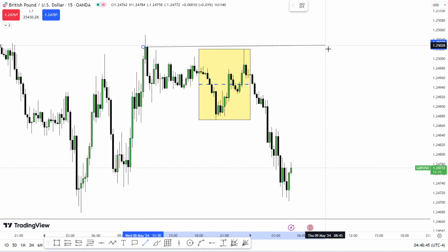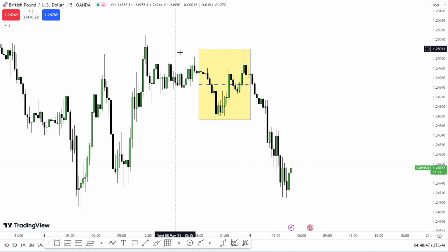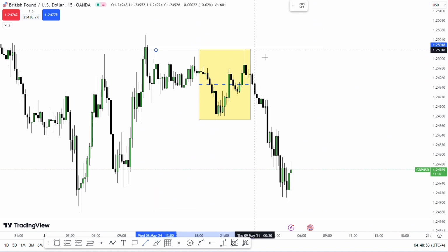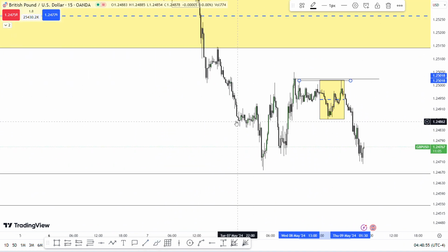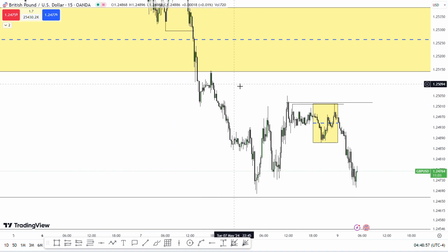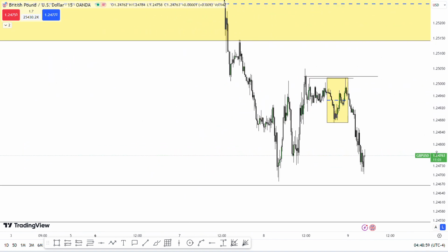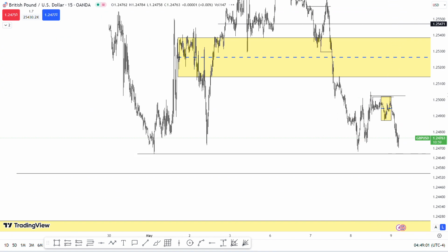I just got confused. Wait a second. After tapping into this level, after taking out this liquidity, the market has created a strong movement to the downside. Why did it create a strong movement to the downside? Because the overall market trend is bearish. So the market is respecting the overall order flow.